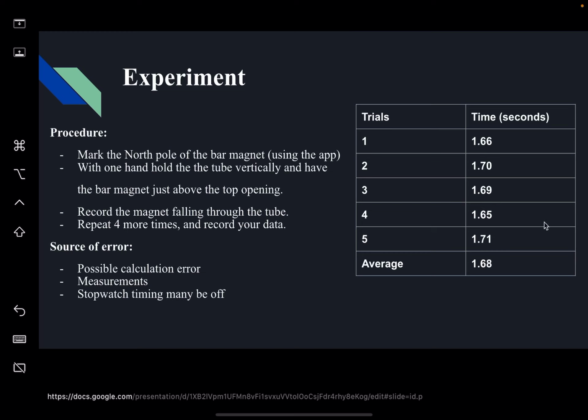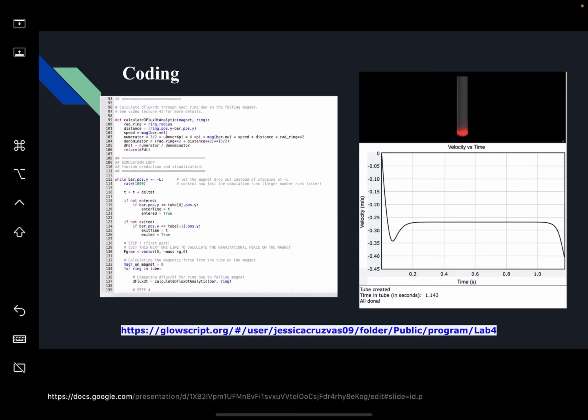Here is my data. Here are trials 1, 2, 3, 4, and 5. And here are our results. And this is our average. Sources of error: there could have been possible calculation errors. My measurements might have been off, or my timing might have been off with stopping the stopwatch.